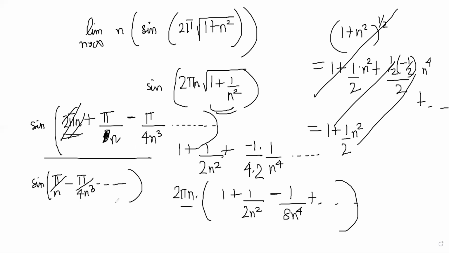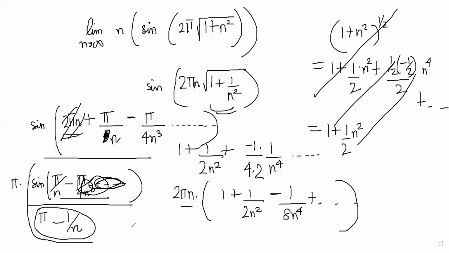Divided by 1 by n. Multiply by pi, right? It is pi by n tending to 0, and the other term also tends to 0. Ignore this; this tends to 1. This is just wonderful.